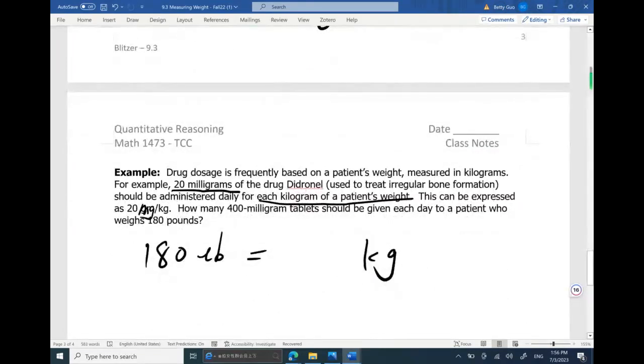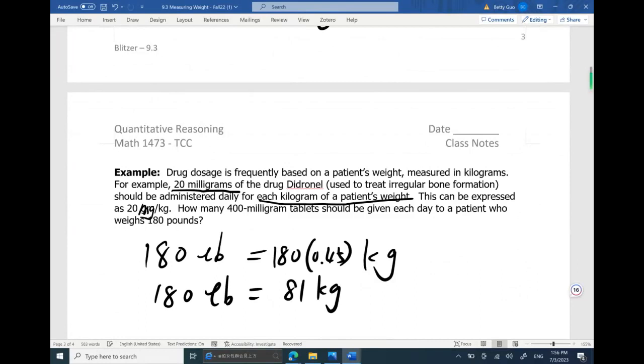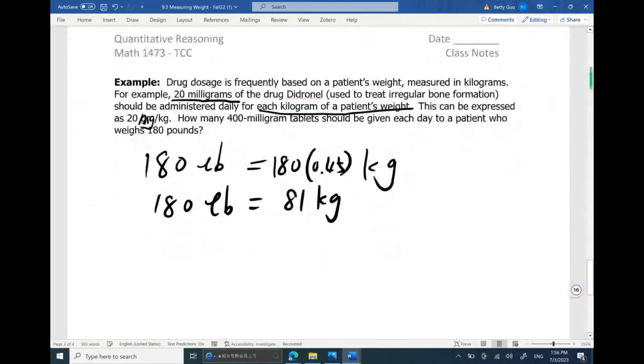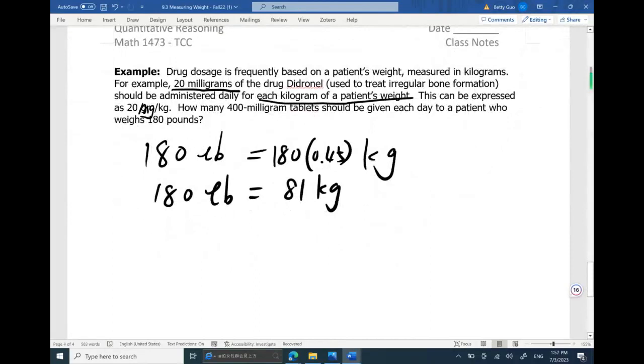Kilogram is a bigger unit, so we are going to need a smaller number. We are going to multiply 180 by 0.45. And we have 81 kilograms, right? So the patient's weight is 81 kilograms. Suppose you are a nurse or a doctor, and this patient weighs 81 kilograms, and now you're going to prescribe the medicine. How many tablets are you going to give? It's something very serious, right?